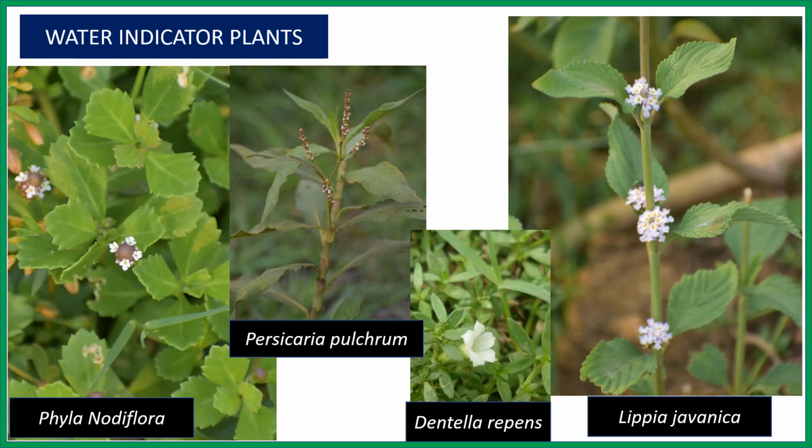There are water indicator plants like Phyla nodiflora, Persicaria pulchra, Dentella repens, Lippia javanica. These are plants that indicate the availability of water, especially when there is a growth of Lippia javanica. You can confirm that within some 300 to 500 meters or less, there is a water body present. So these are some of the water indicator plants.